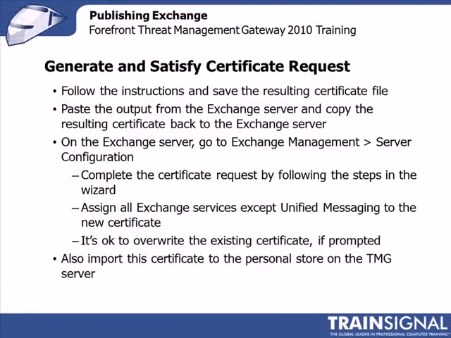Now, we've already followed those instructions and created our certificate. So the next step is to go back to the Exchange server, and we want to go to the Exchange Management Console. It's a server configuration. And we're going to complete the certificate request by following the steps that we see in a wizard that's going to come up. And I'll show you how to do that here in just a second.